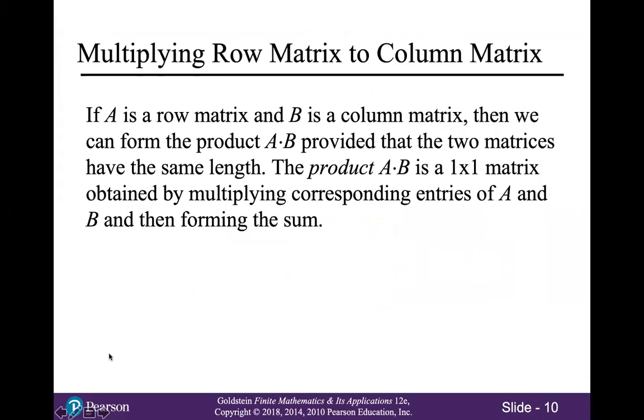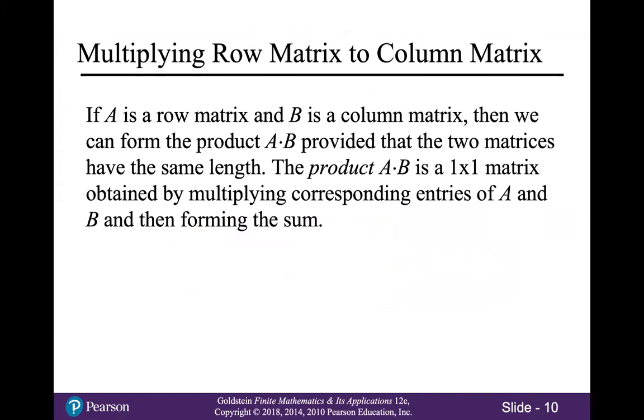All right, now we get into matrix multiplication. So matrix multiplication is a little confusing at first. So we'll start by multiplying a row matrix by a column matrix. If A is a row matrix and B is a column matrix, then we can form the product A times B, provided that the two matrices have the same length.